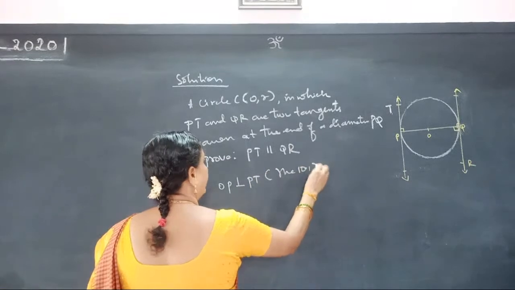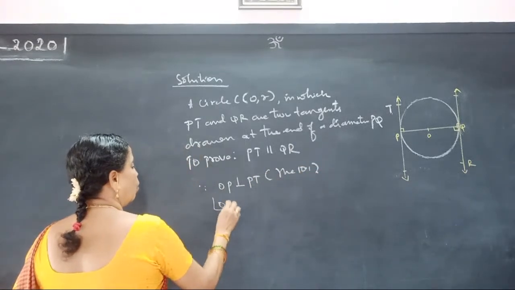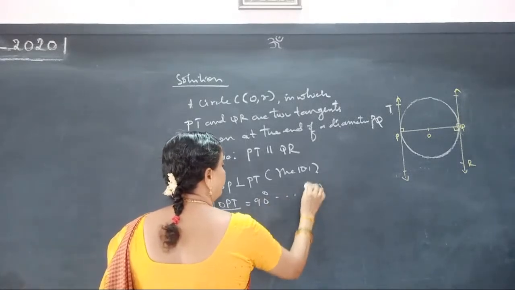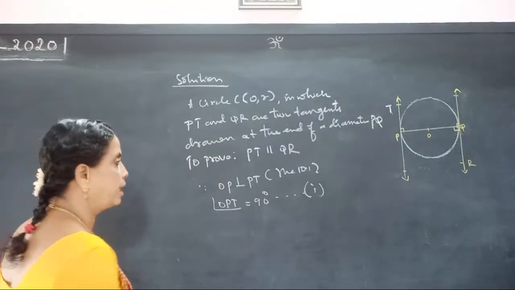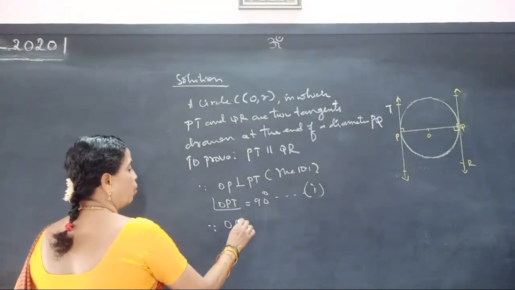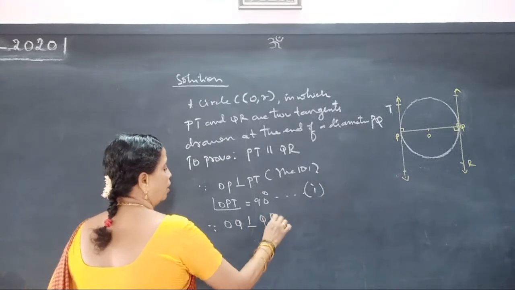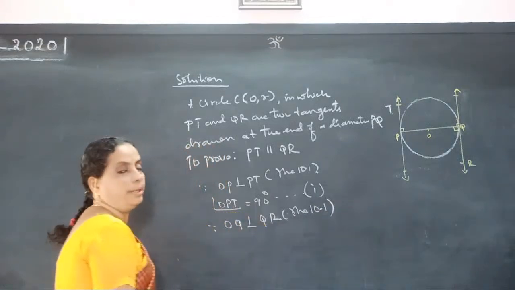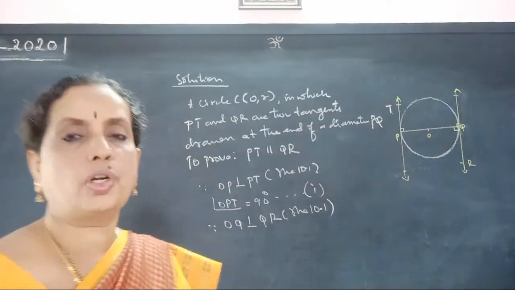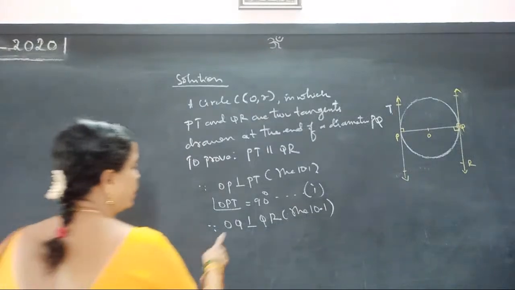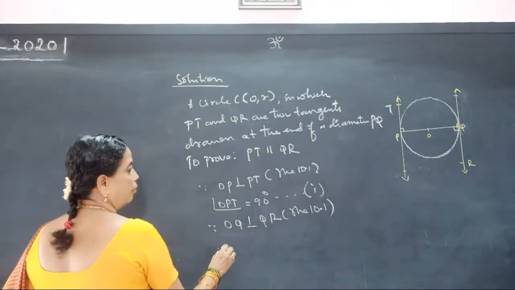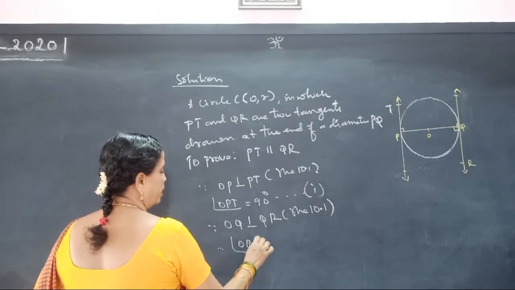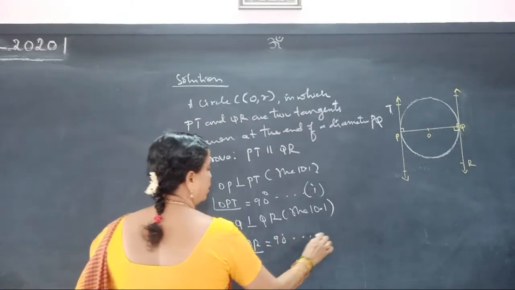Since OP is perpendicular to PT, by theorem 10.1, angle OPT equals 90 degree. Take it as result 1. Next, since OQ is perpendicular to QR, we know that the tangent drawn at the point of contact is perpendicular to the radius drawn from the center. Therefore, angle OQR is equal to 90 degree.